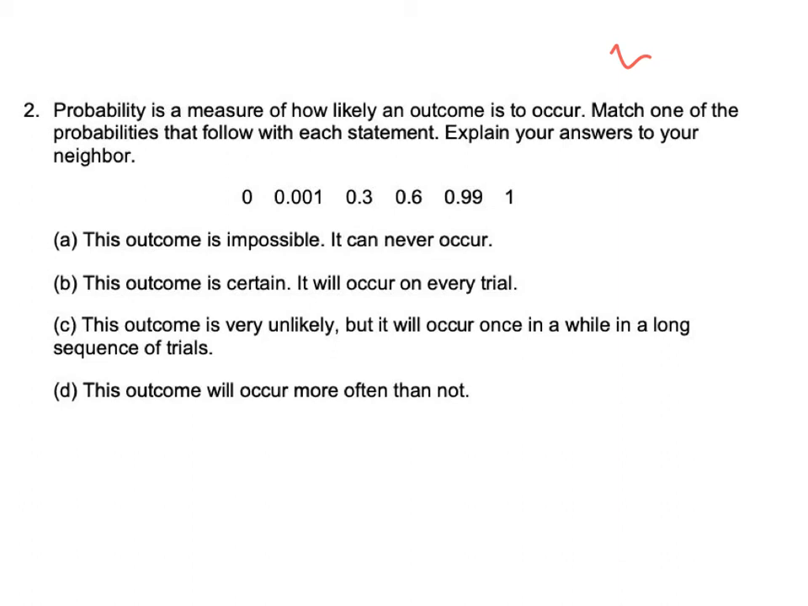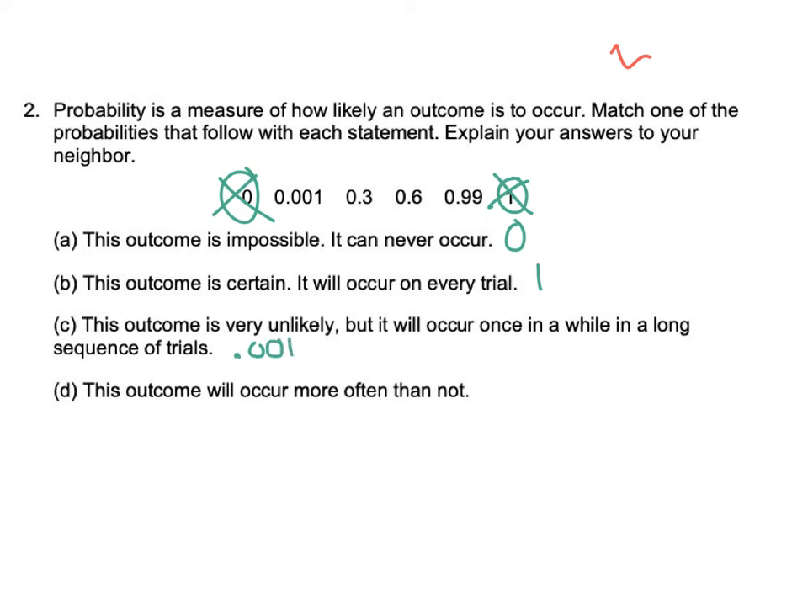So, the outcome is impossible. It can never occur. Well, that means it's a 0 chance. Few things are exactly 0. This outcome is certain. It will occur on every trial. Well, that's going to be 1. Okay, so certain or impossible are exactly 0 or 1. The outcome is very unlikely, but it will occur once in a while in a long sequence of trials. So that's going to be very rare, but it could happen.